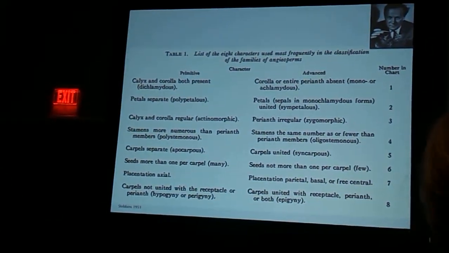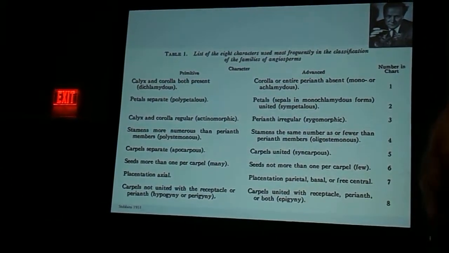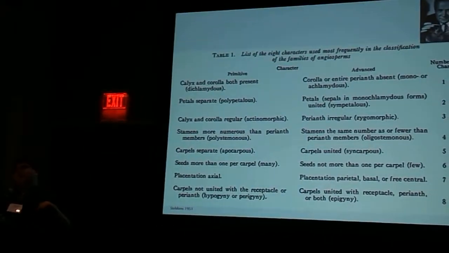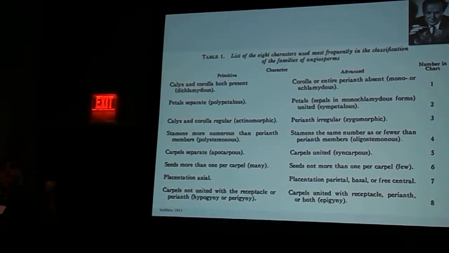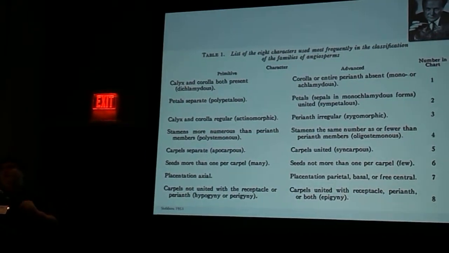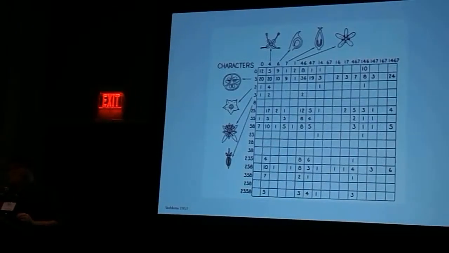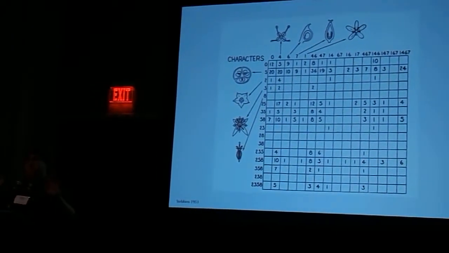And so some early work on this was done by Ledyard Stebbins in 1951. He looked at eight key characters used in plant classification, and he polarized them as ancestral and derived, and then looked at the distribution of these traits across plant families. Okay. And created this sort of hard to understand chart.